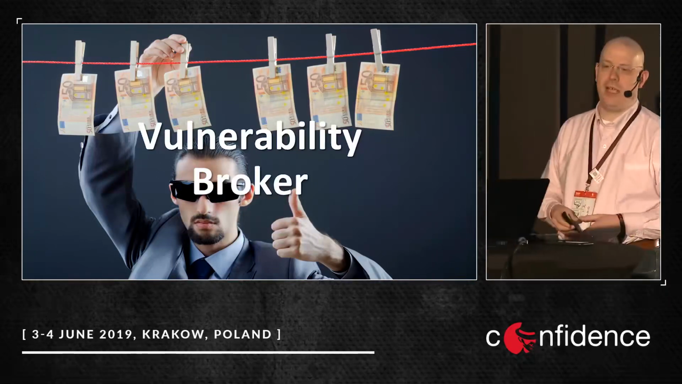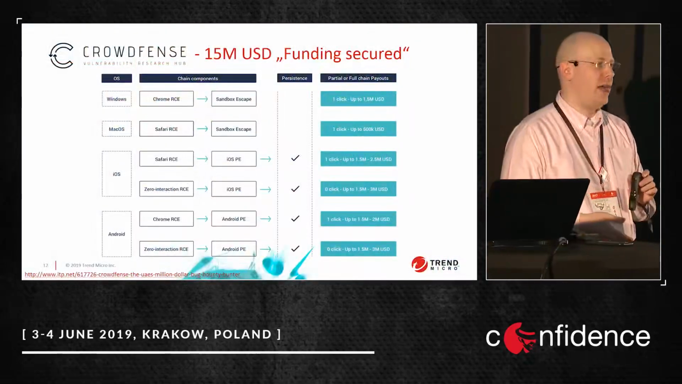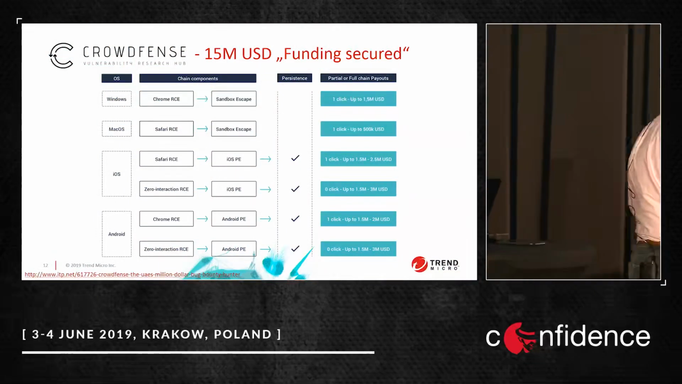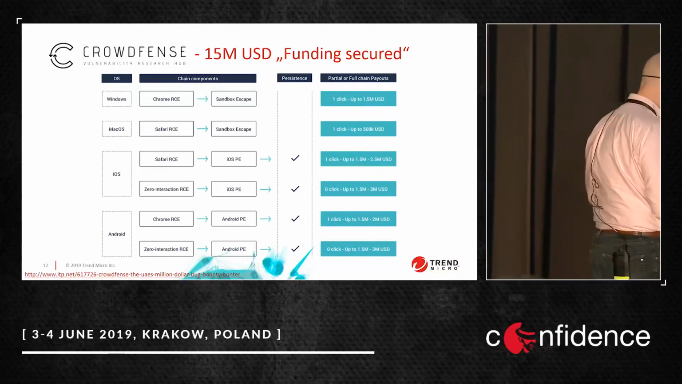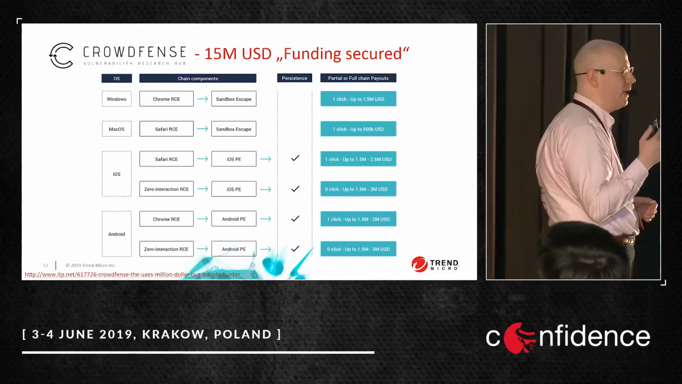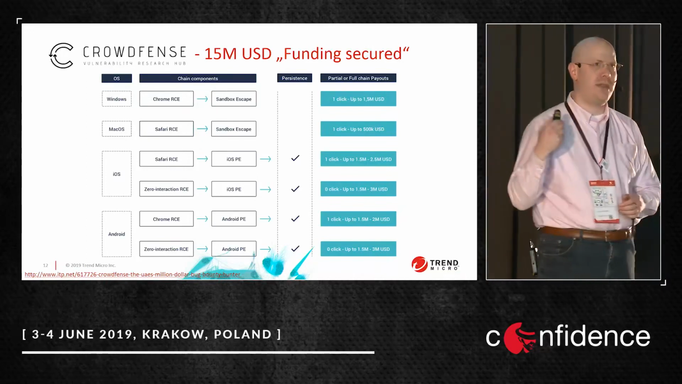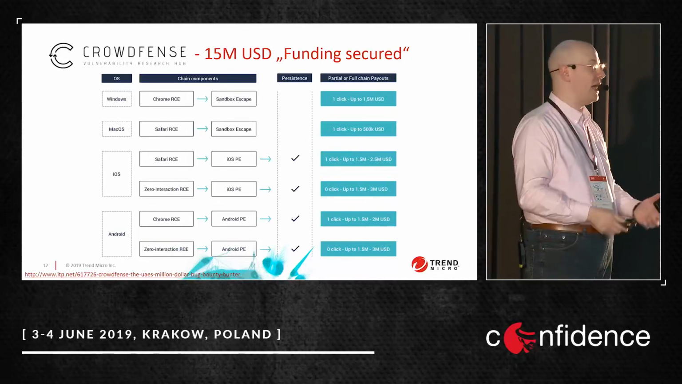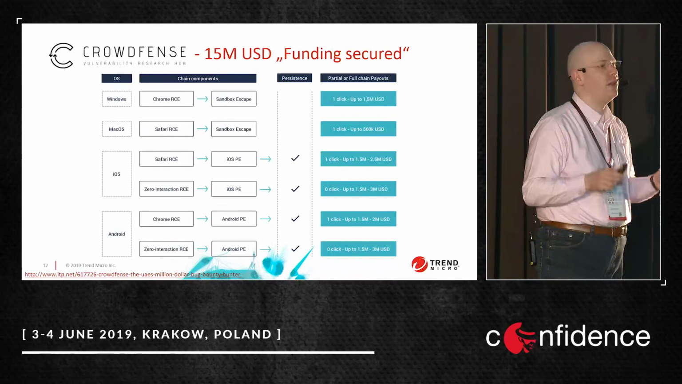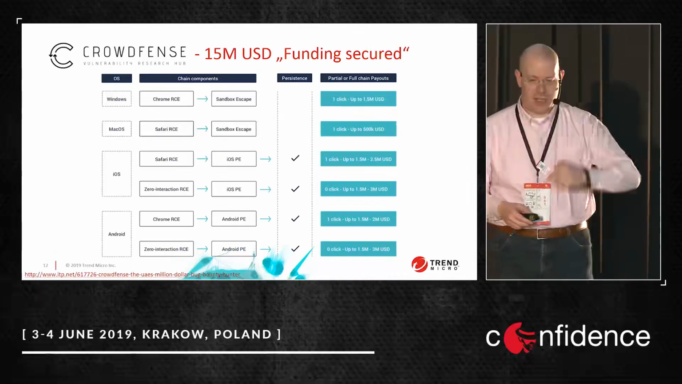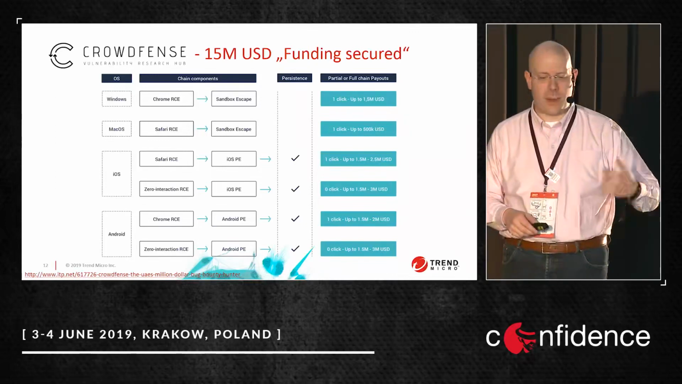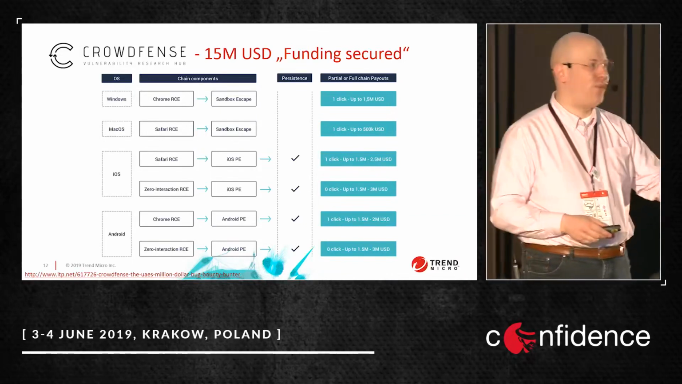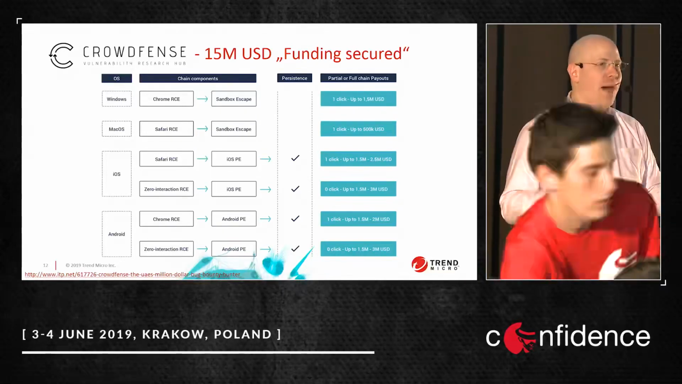The first one is CrowdFence. It's a vulnerability broker based out of the UAE, the United Arab Emirates. And the funny thing is they actually issued a press release in 2017 where they said, we just got our first round of financing. We collected $10 million for buying vulnerabilities. Right now, I double-checked yesterday, they announced on the website that they have their second round of financing, I think, collecting another $15 million for buying exploits.